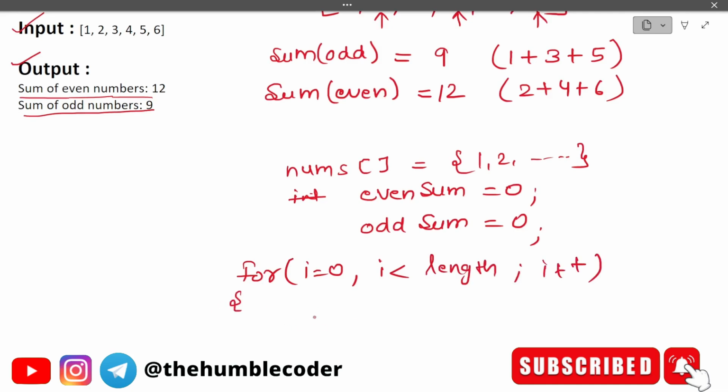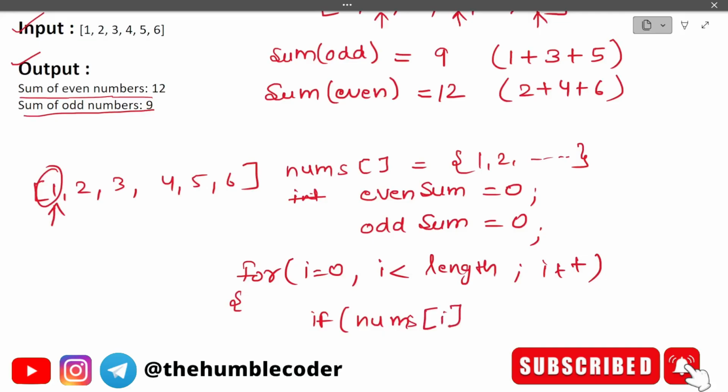Then what will we do? First of all, we will check the current array value. We have this array 1, 2, 3, 4, 5, 6, and one by one we are iterating over it. So we will check if nums of i mod 2 equals 0. This is the condition which checks if a number is even. So if this is true, our number is even.